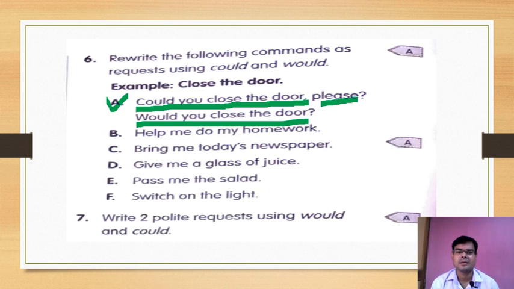So we can use would as well. So you have to make like that. All these examples you have to write in a similar manner, like this first A sentence. Correct? Very nice. Last, seventh one. Here, write two polite requests using would and could. You have to write two polite requests and you have to use would and could. Correct?